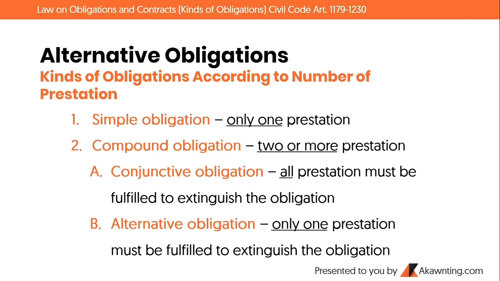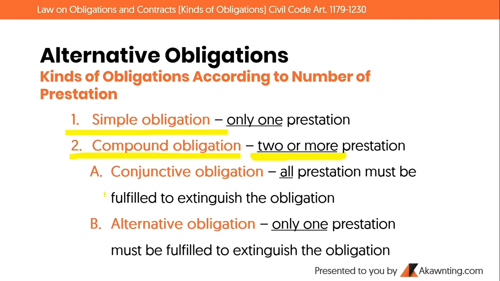So, before going through with alternative obligations, i-classify muna natin yung mga different kinds of obligations according to the number of prestation. Usually, sa mga examples natin, isang prestation lang ang nababanggit. Okay? So, for example, sa isang obligation, ang obligation lang doon is to give a specific thing. For example, isang specific thing lang yon. So, nagpo-fall yun under a simple obligation. However, there are times na there may be 2 or more prestations.